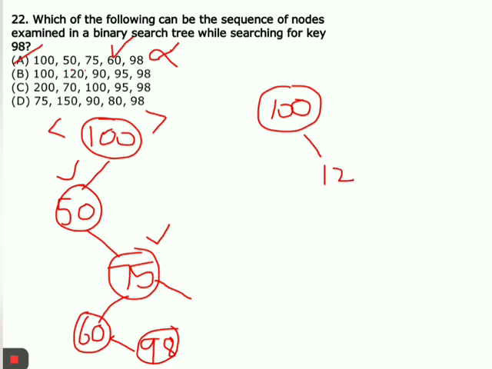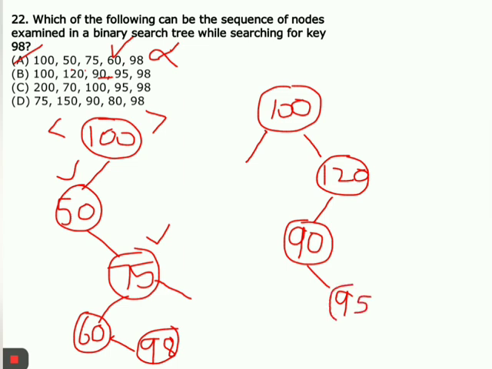The greater value than 100, 120, is greater than 100. Next, 90, which is less than 120. Okay, and so on, this tree will continue. So let us check the key 98 here. 98 is less than 100. That means we have to search for 98 on the left-hand side. But on the left-hand side there is no tree. All the nodes are formed only on the right side. So after 90 here, the 95 will come and 98 will come.